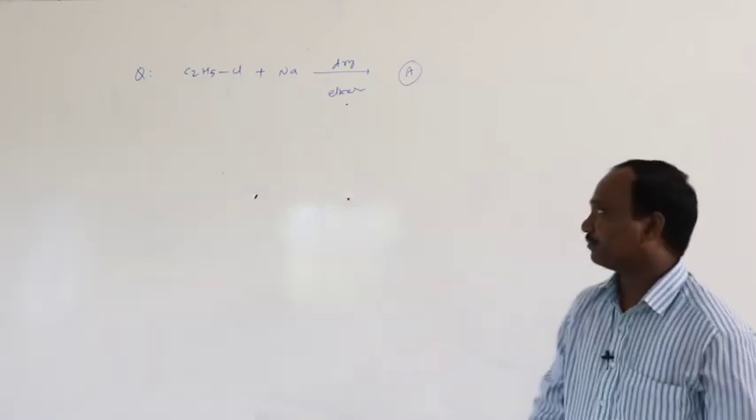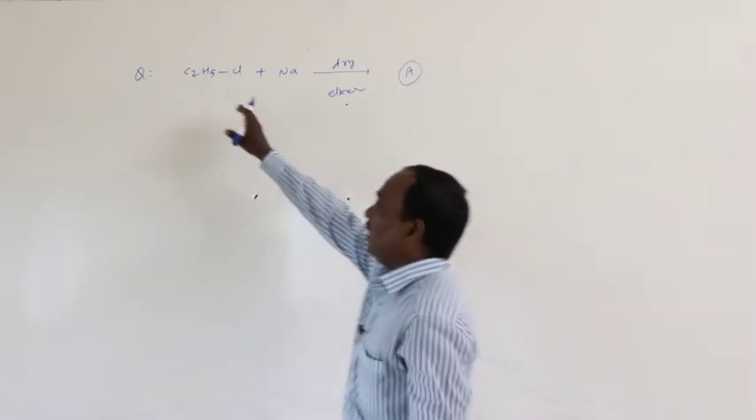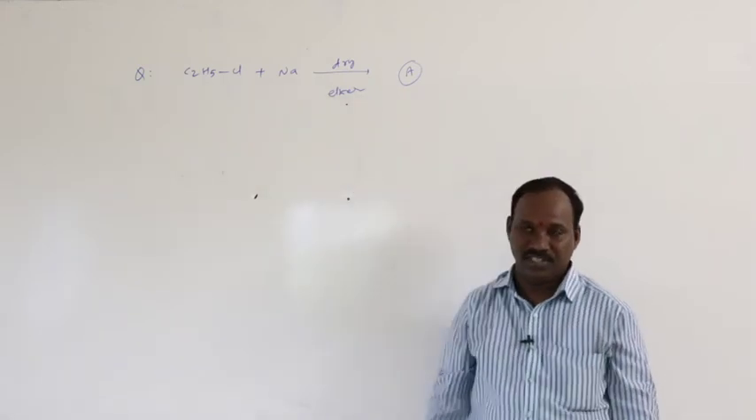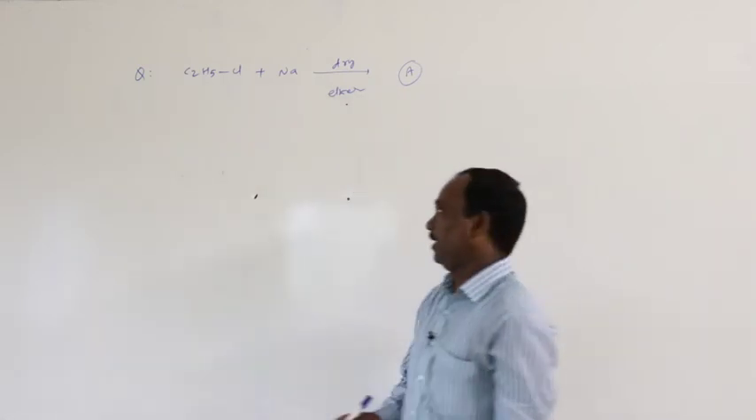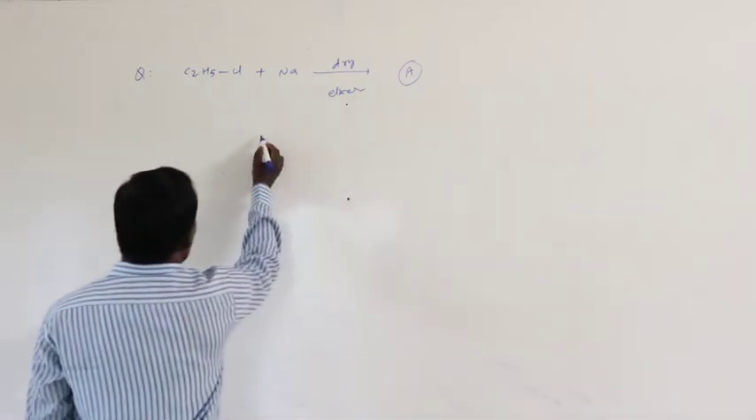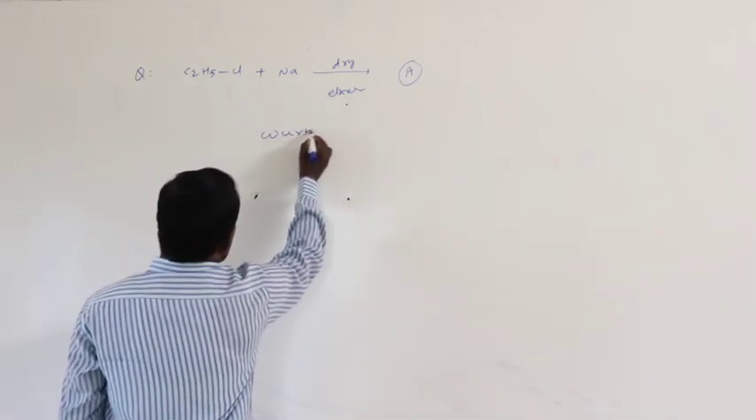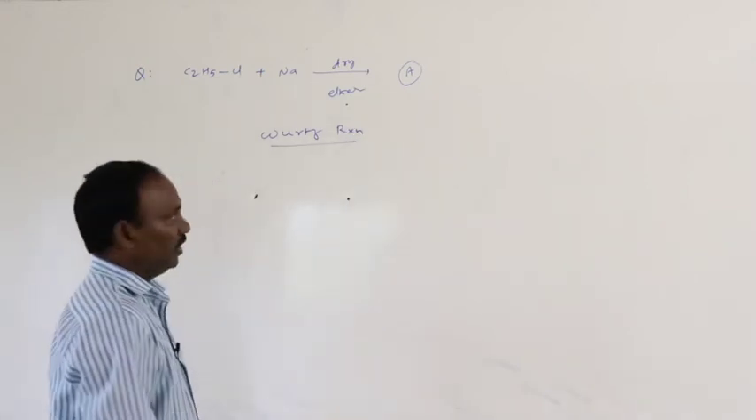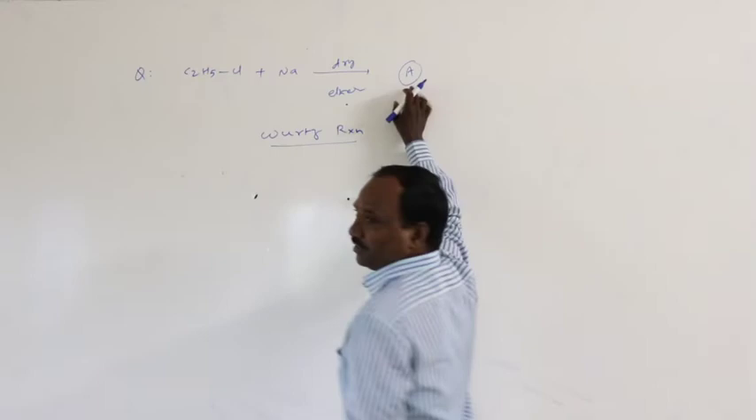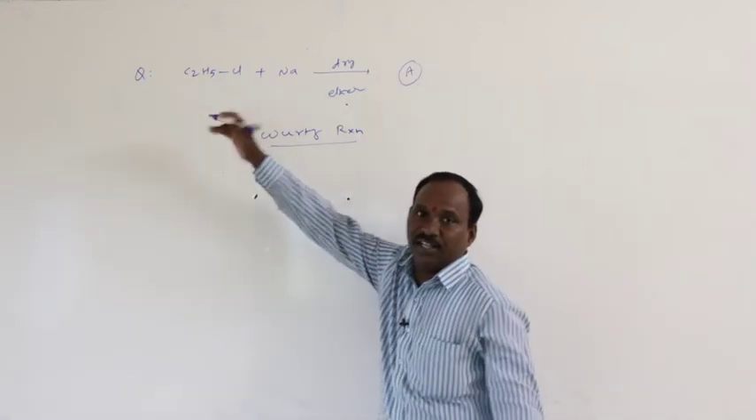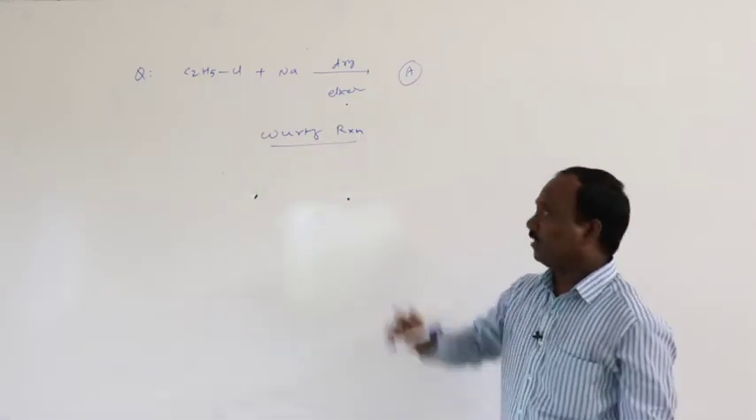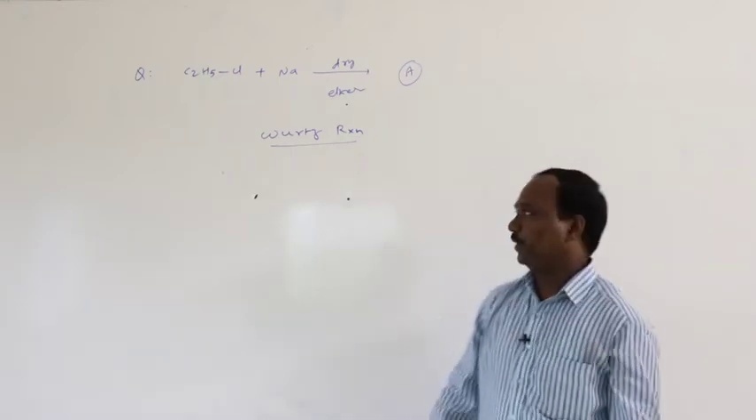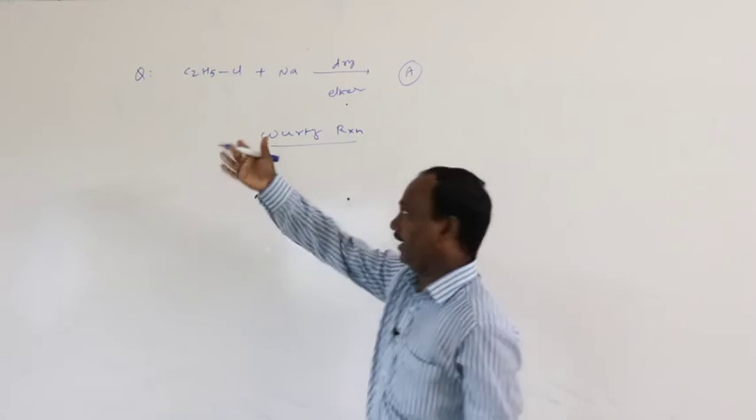What is A? Alkyl halide with sodium metal in the presence of dry ether: the Wurtz reaction takes place. It is a named reaction, the Wurtz reaction. How to identify the product easily? For an alkyl halide containing 2 carbons, the product formed in this reaction contains double the carbons, a double-carbon alkane, a hydrocarbon.